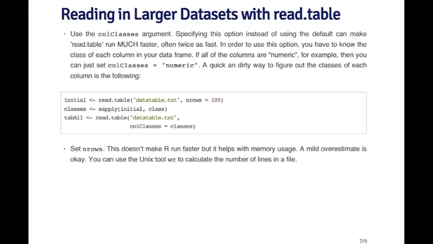If you can tell R how many rows are going to be read in, then it can calculate the memory that's going to be required and not have to figure it out on the go. So even if you mildly overestimate how many rows there are in the data set, that's okay because it won't make a difference. It'll still read the correct number of rows.